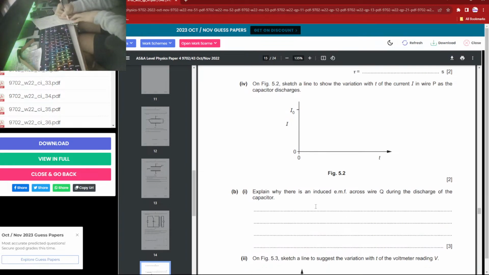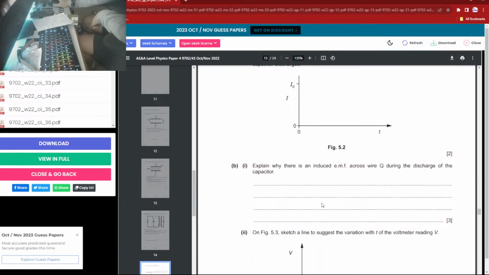Okay, so how I write it is: current passes through P, magnetic field produced, wire Q cuts field, hence induced EMF. Okay.